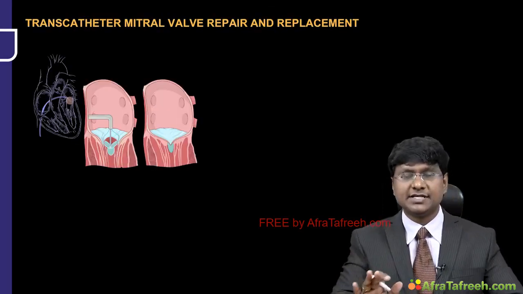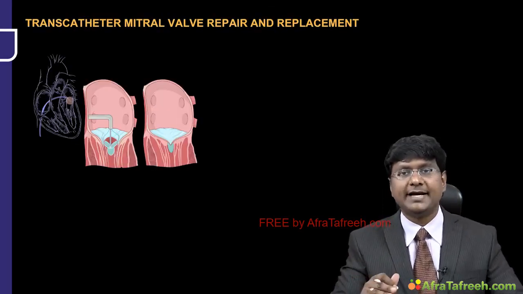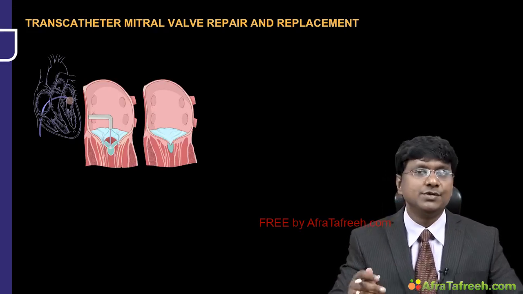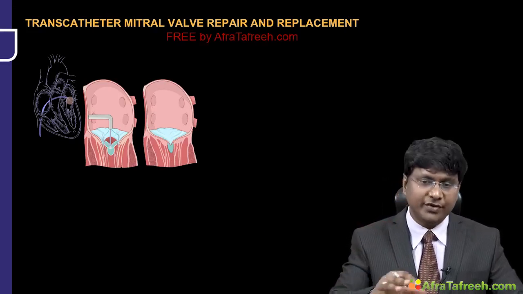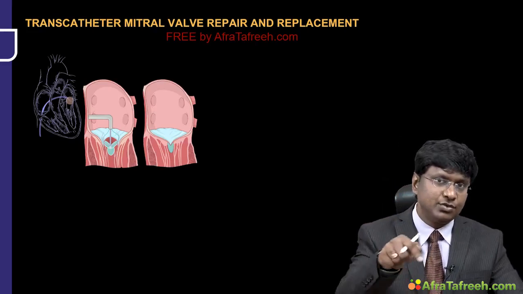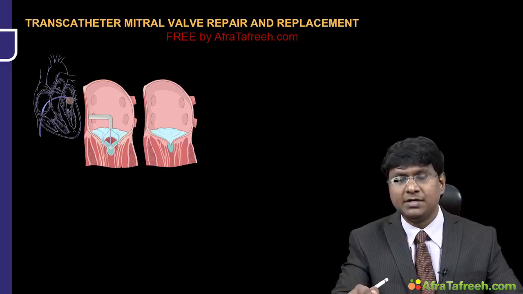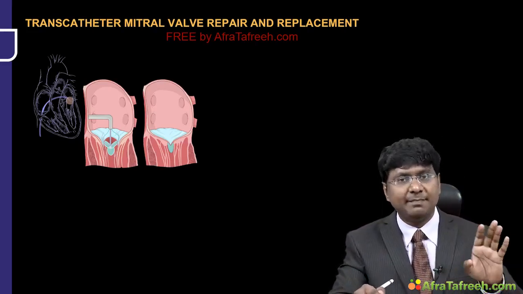So that was about the surgical intervention, that is mitral valve repair as well as mitral valve replacement. In mitral valve repair, what is it that we do? We do the reconstruction of the valve and insertion of the annuloplasty ring. If it is primary MR, mitral valve repair will be enough.